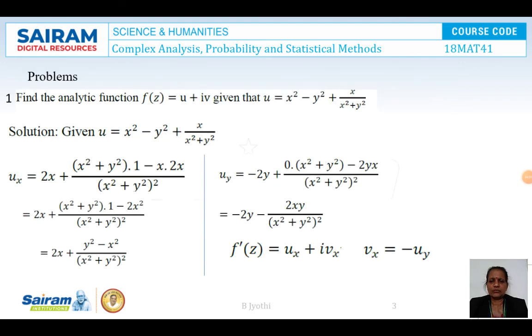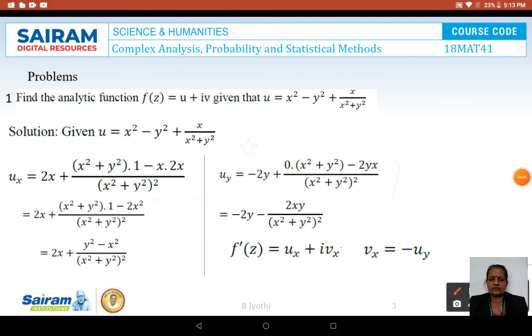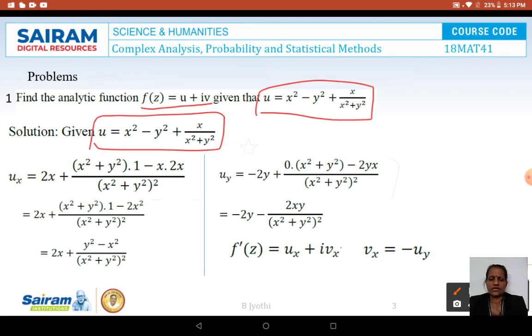Let us see the problems now. First problem: find the analytic function f of z equal to u plus iv, where the real part u is given to us as x squared minus y squared plus x divided by x squared plus y squared. Let us consider the given function u. Differentiate this with respect to x.